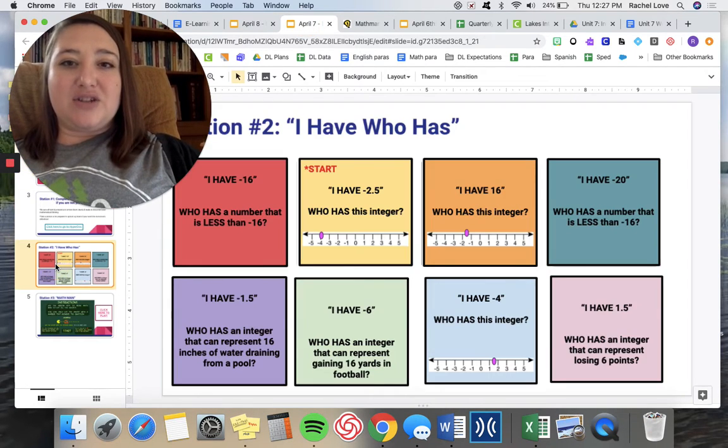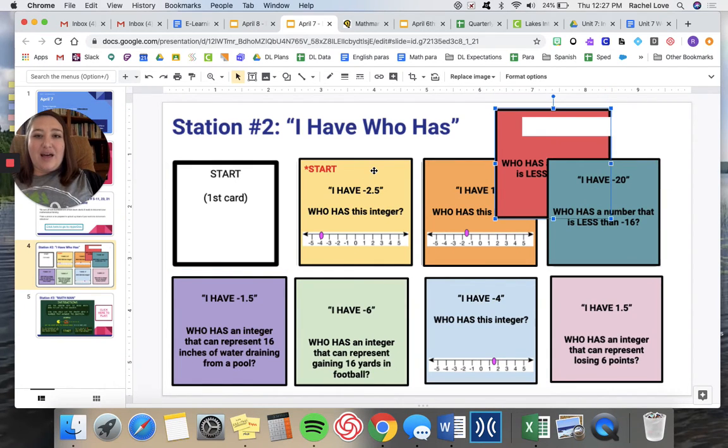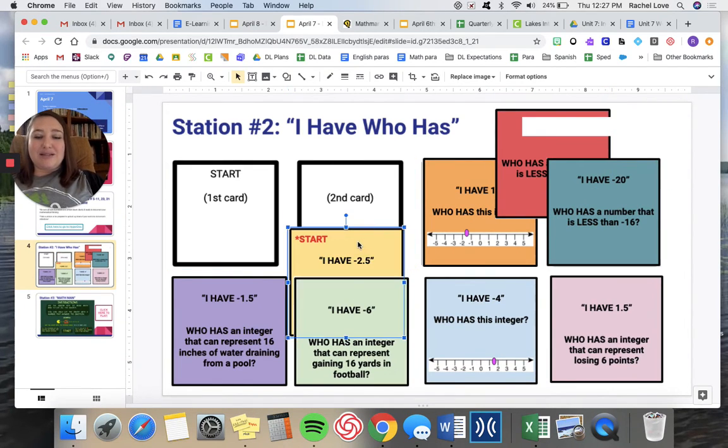Your second station for today is an I Have, Who Has station. Now your I Have, Who Has is going to be a little different because you're not playing it with a partner, but you'll see we have your I Have, Who Has cards here on the screen. You'll need to take those and rearrange them so they go in order. So I'm going to move the first one, and you'll see we've got these boxes behind them of where to put your first card and your second card.